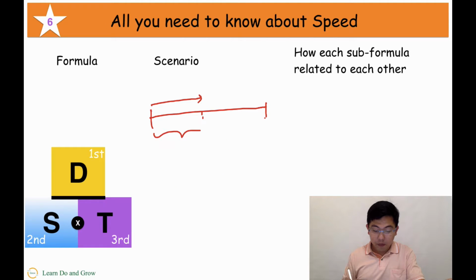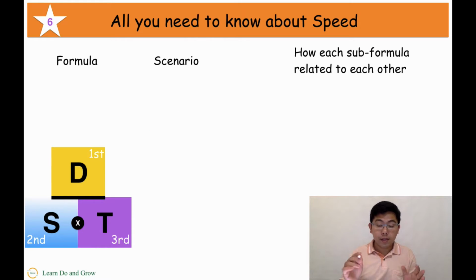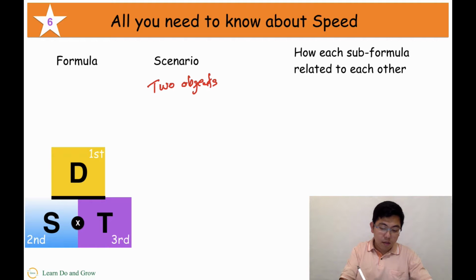So now, what about other scenarios? Another scenario is something like this. There are two objects moving.